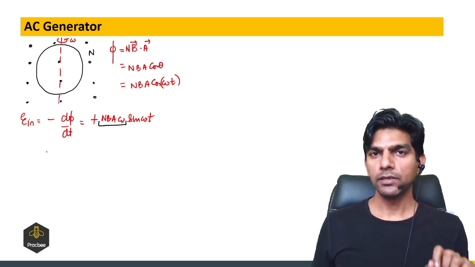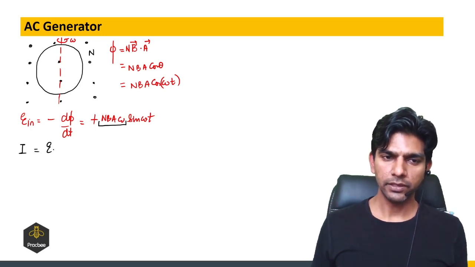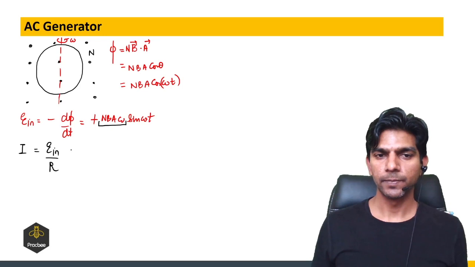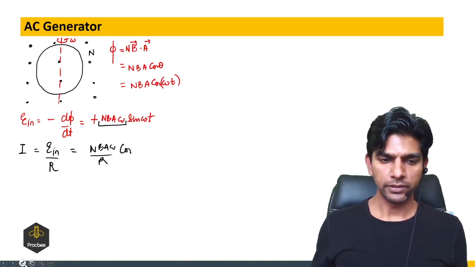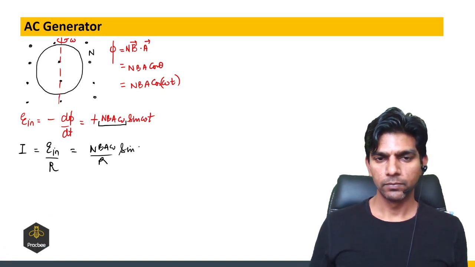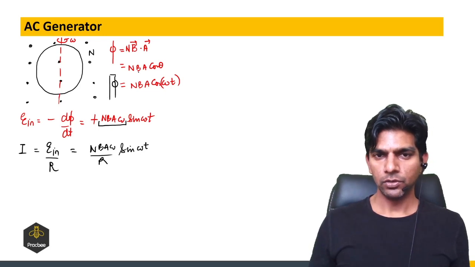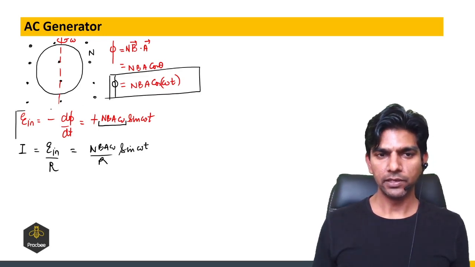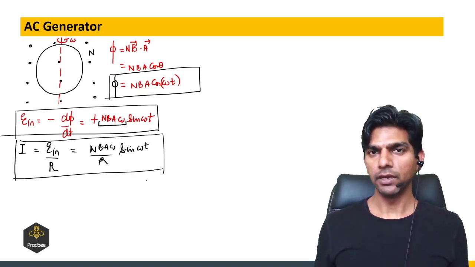And if we want to find the current in the winding, we can find the current will be E induced divided by the resistance. So that will be NBA omega by R sine omega t. Right? So we should know what is the value of instantaneous flux. We should know what is the value of induced EMF, and then what is the value of the current. And we should also know the graphs for these physical quantities.